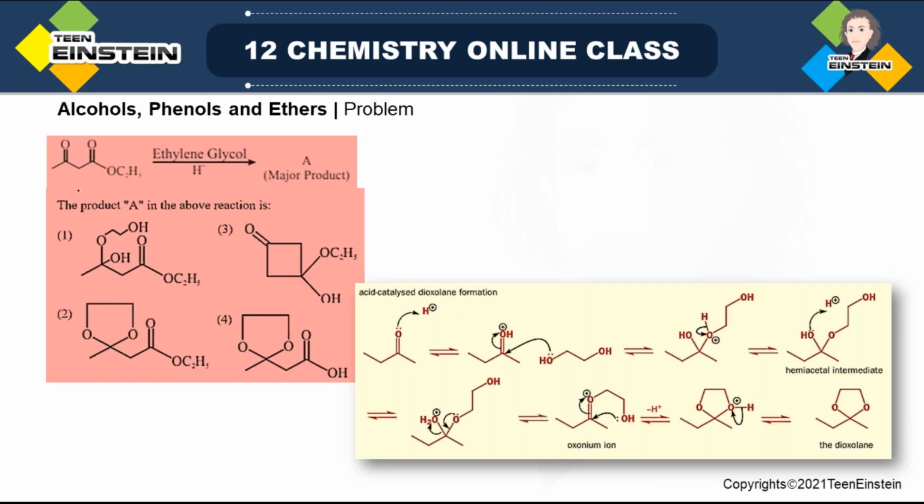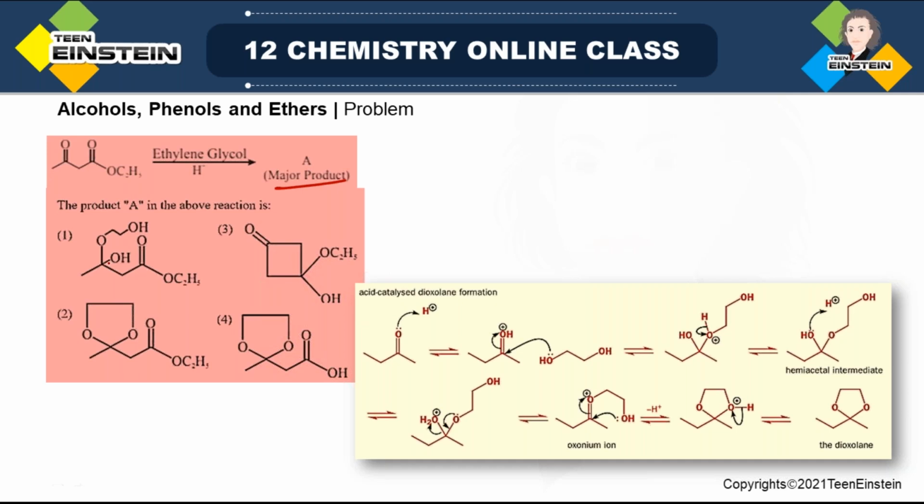Here we have this beta ketoester. Why am I calling it a beta ketoester? CO2Et group, this is the ester. With respect to this group, this is the alpha position, this is beta. So at the beta position you have a carbonyl group. That is why the name beta ketoester. In the presence of ethylene glycol, A is the major product. But what is A? 4 different structures are given.